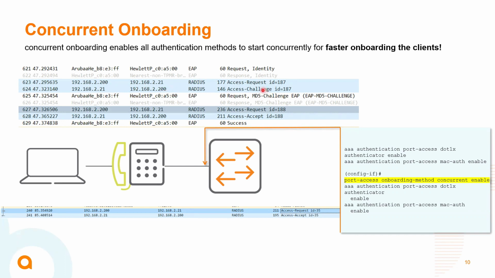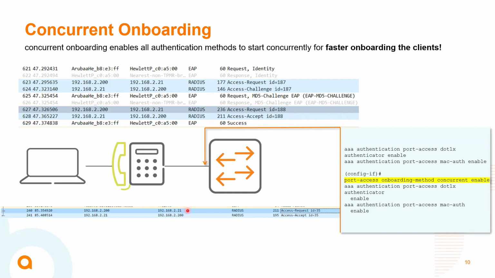Then the AOS-CX switch will formulate that and send that EAP request back to the client with the same challenge. Once it receives the challenge response, then another access request will be sent to the ClearPass to get the access accept. If it is a valid client with the right challenge, it will get the access accept. Once it gets the access accept, the EAP success will be sent to the client and the client can communicate from there on. The port will be open.